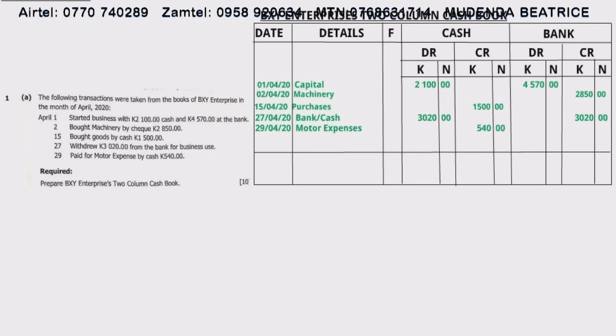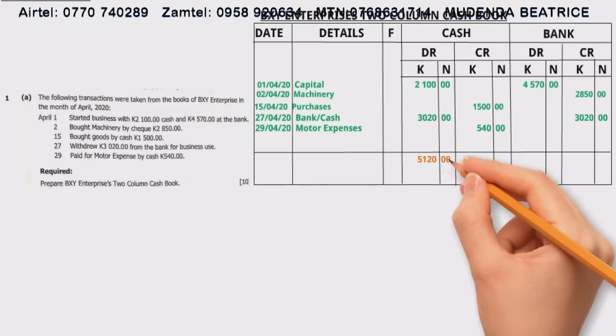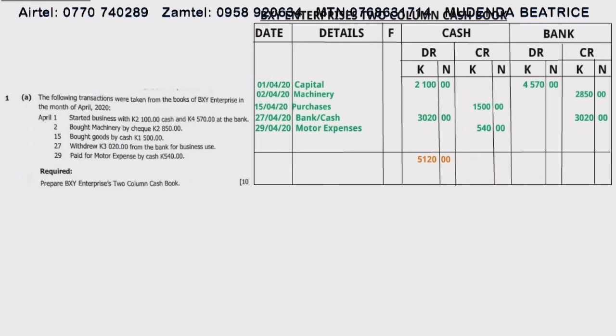So we add first the ones with bigger sums. On the cash side we have 5,120, that's the one we found. Then on the credit side of the bank column we have 5,870 kwacha. On the bank side, these are the withdrawals and the expenses that were made. Now I'm not going to show you this, but I'll tell you what to do.